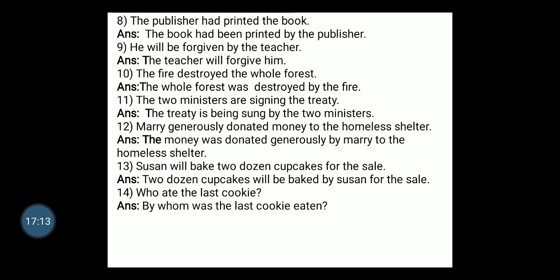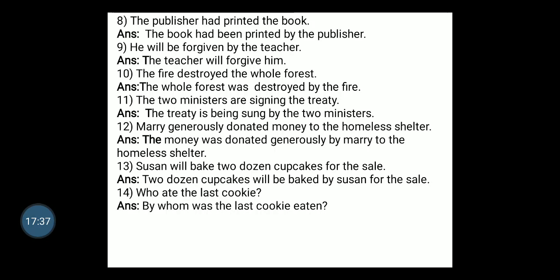Sentence number 11. Two ministers are signing the treaty. Are signing is active voice. Are means present and signing means continuous, present continuous tense. The treaty is being signed. It should be signed. The treaty is being signed by the two ministers.